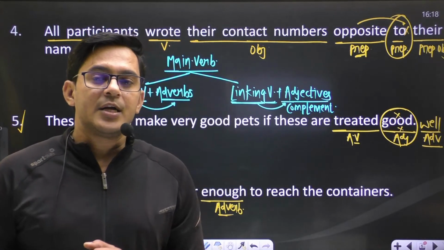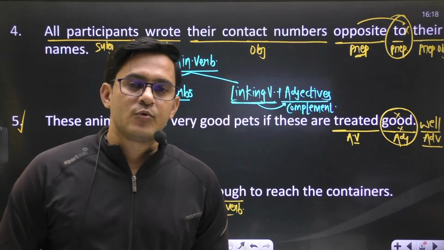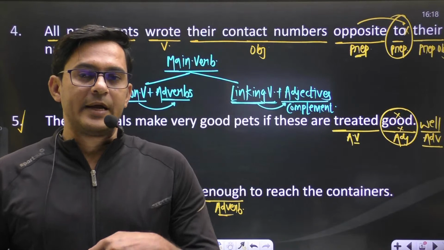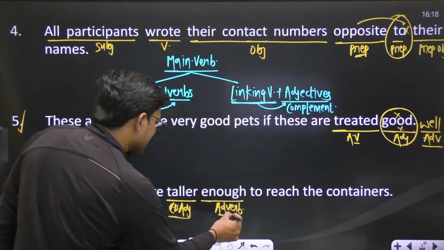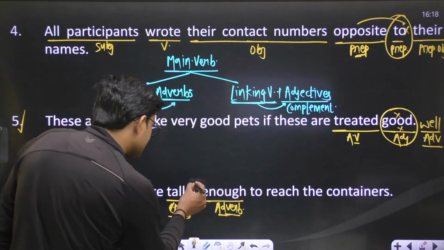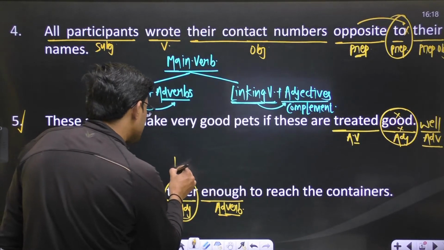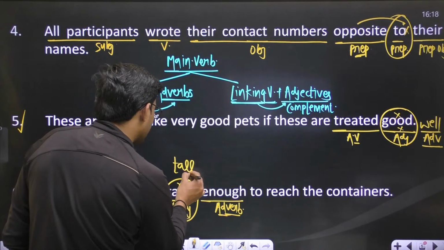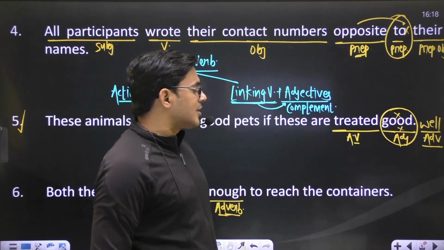I said enough, in the entire English, enough is the only adverb that is used after an adjective of positive degree. So enough is the only adverb that is used after its adjective of positive degree, but this taller is an adjective of comparative degree. To make this positive degree, just use tall. The sentence will be like, both the boys were tall enough to reach the containers.